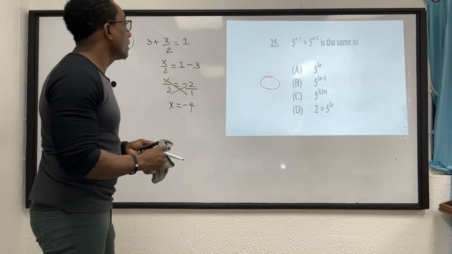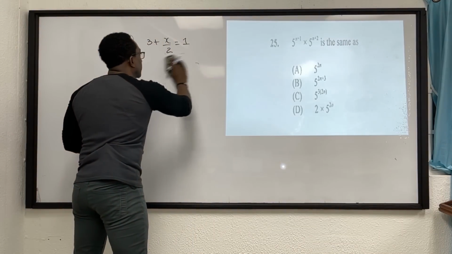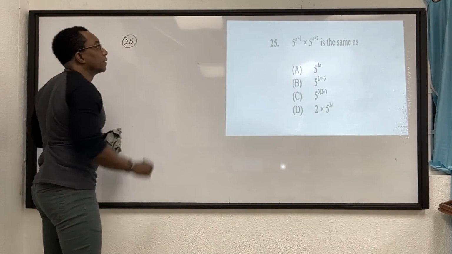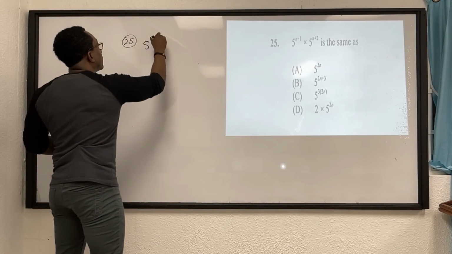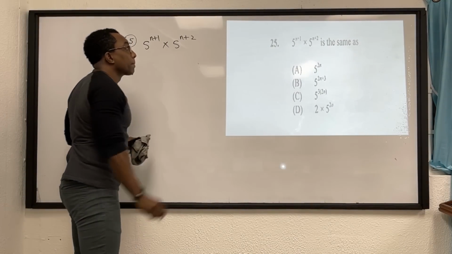Let's look at question 25. So 25: 5 to the power of n plus 1 multiplied by 5 to the power of n plus 2 is the same as.